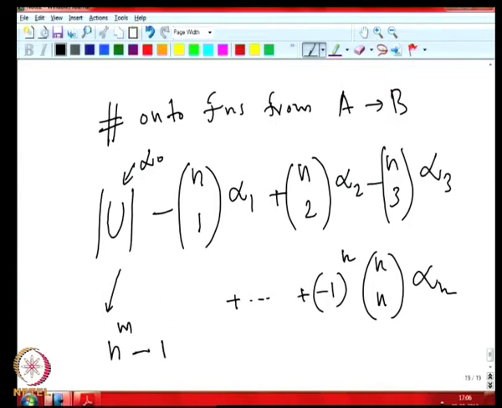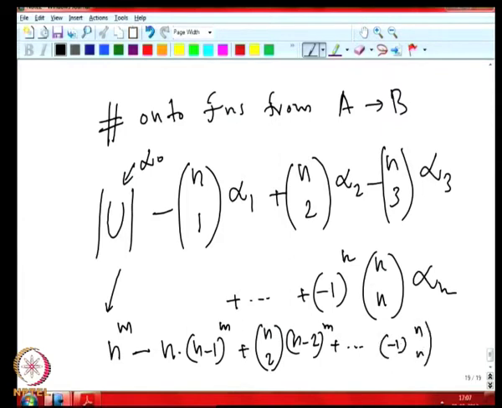This is n into (n minus 1) raised to m, and this is n choose 2 into (n minus 2) raised to m, and finally minus 1 raised to n, n choose n into (n minus n) raised to m, which is 0 raised to m.